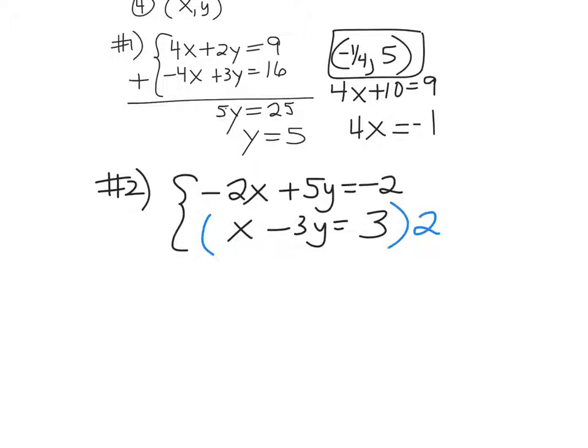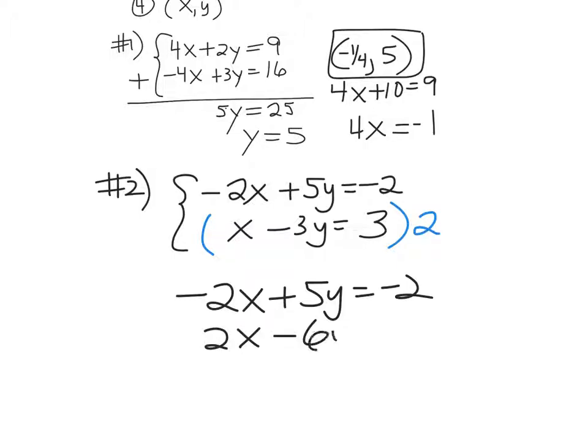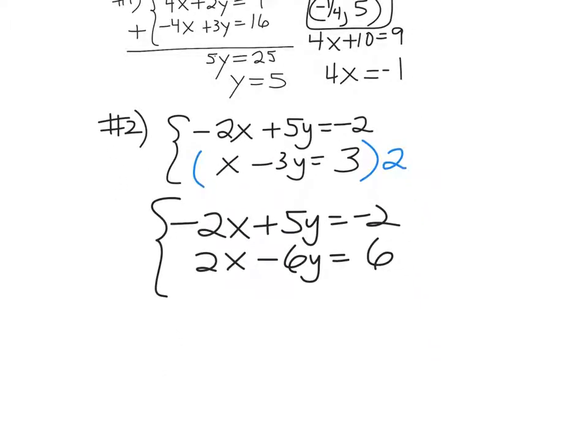Okay, so let's do that. Rewrite the first equation down, and then take the second equation and multiply everybody by 2. I'm just changing the second equation, and don't forget to multiply all 3 terms by 2. First term, second term, third term. Okay, and now we're ready to eliminate. We have opposites. Let's go ahead and add these together.